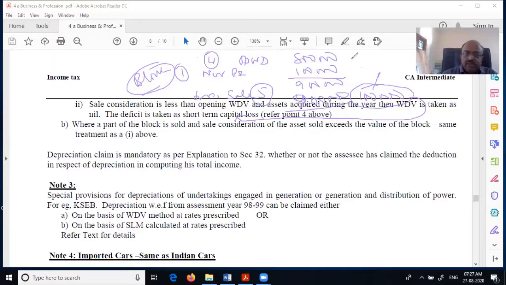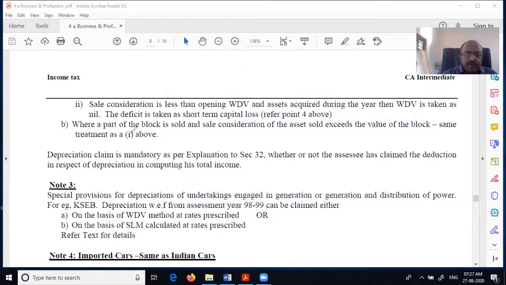And the last one is where a part of the block is sold and sale consideration exceeds the whole block. There also we have already examined. Suppose not all the assets, only one asset is sold, but for more than 9 lakhs. Then also it is the same situation. Now, depreciation is mandatory as per Explanation 3 to Section 32, whether or not the assessee has claimed the deduction in respect of the asset. Therefore, suppose you missed out depreciation in one year. Next year, when you calculate, you cannot claim the depreciation, it is gone. So when you calculate, your WDV has to be adjusted for this. Only on the balance WDV can you calculate the depreciation.